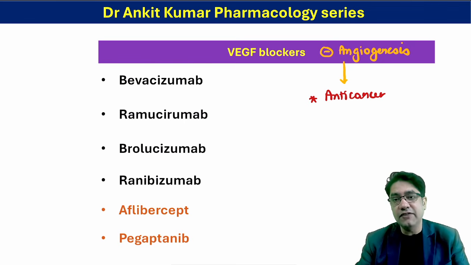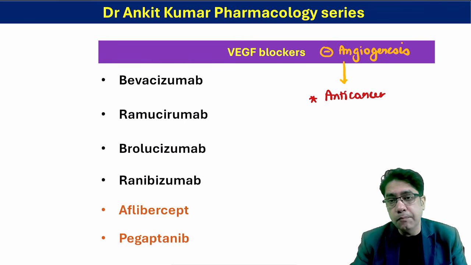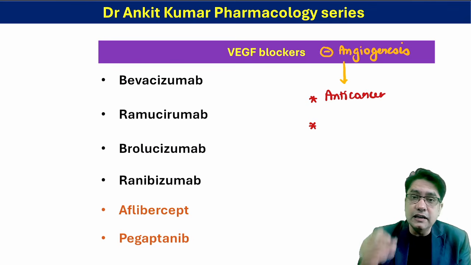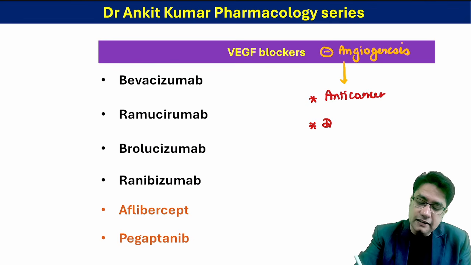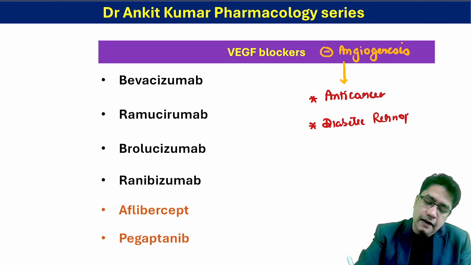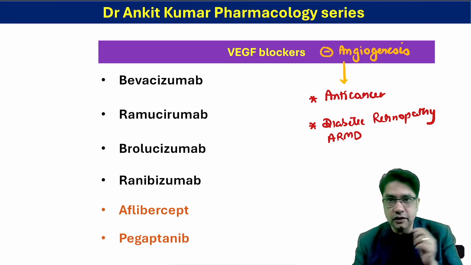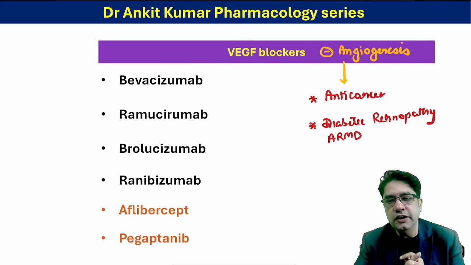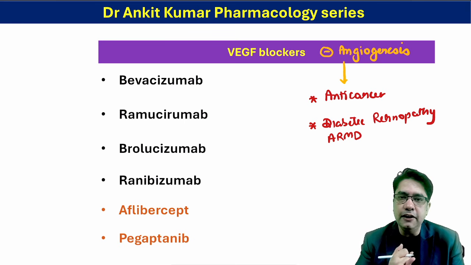Angiogenesis is a hallmark of cancer, and sometimes new blood vessels, angiogenesis or neovascularization, also occur in the retina, like in cases of diabetic retinopathy and ARMD, age-related macular degeneration. So these are the uses of VEGF blockers as an anti-cancer drug, and in eyes we give intravitreal injection into the vitreous in diabetic retinopathy and age-related macular degeneration.